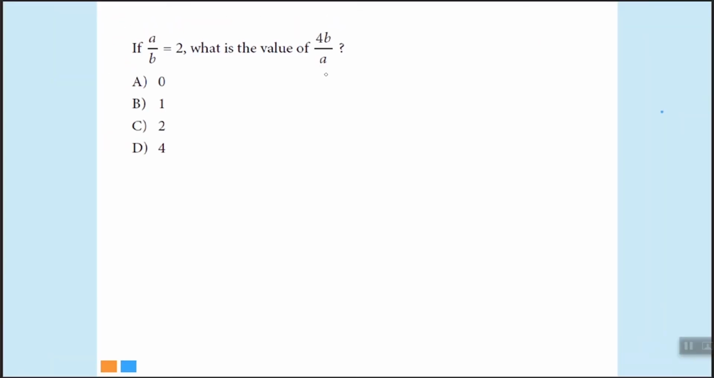Let's go. All right, so to start off this problem, we need to identify what it is that we're solving for. So first thing is, what is the value of 4b over a? And they tell us that a over b equals 2. All right, so obviously it looks like this a and b is over here, but it seems to be flipped over. So we're going to have to pick this apart or transform this in a way that we can see the a and b separately.